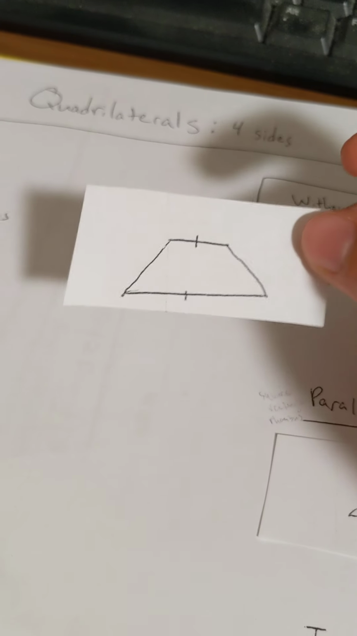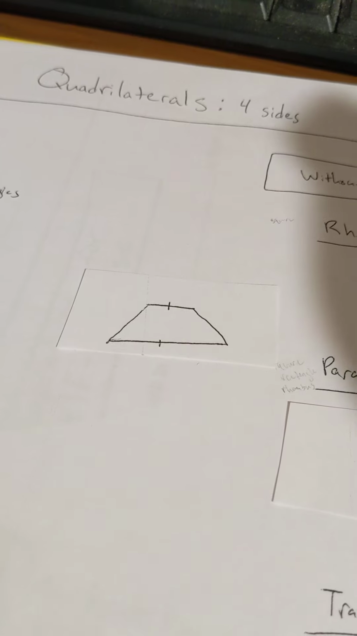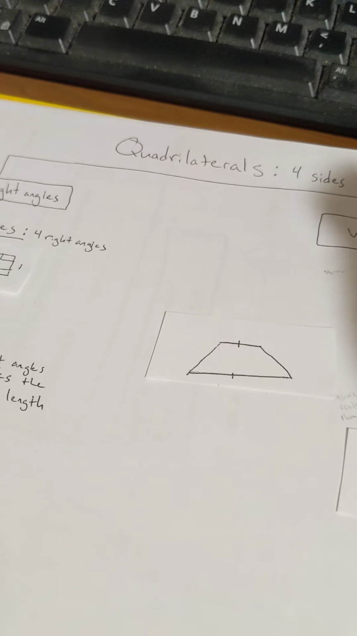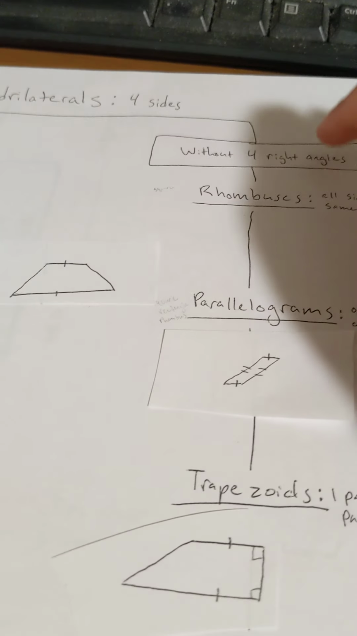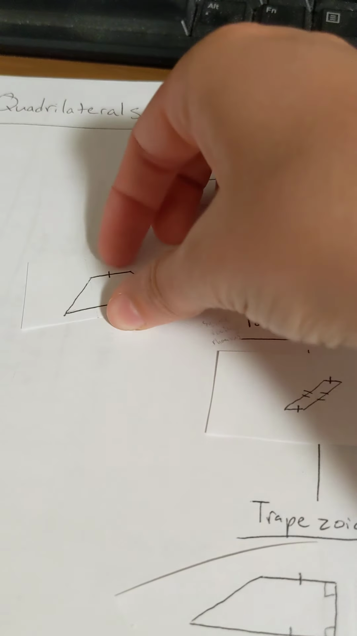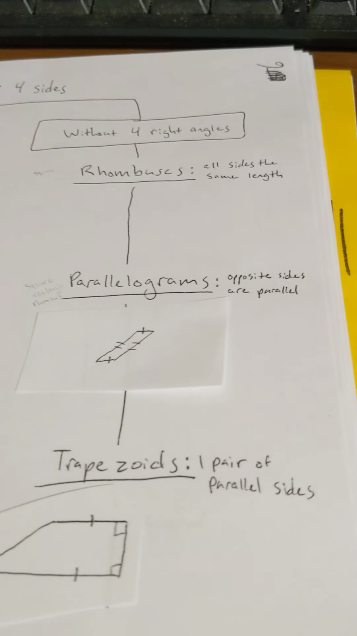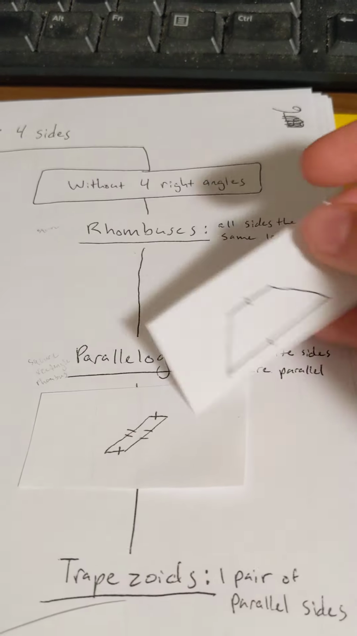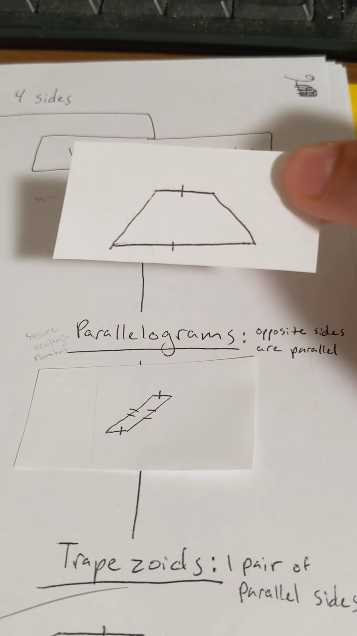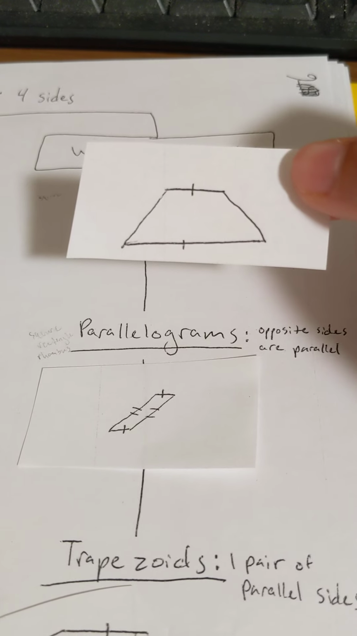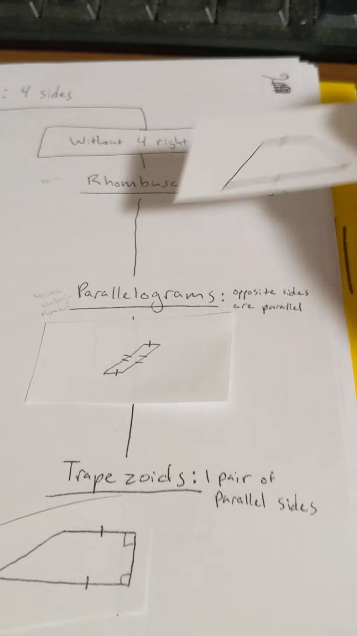Let's look at this one. Hey, I see already 1 pair of parallel lines. Do we see any right angles? No, so we're going to go to the side where you don't need to have 4 right angles. Okay. And are all sides the same length? Look at the top and bottom lines. Are they the same size? No, the bottom one's a lot longer than the top one, right? So it's not a rhombus.